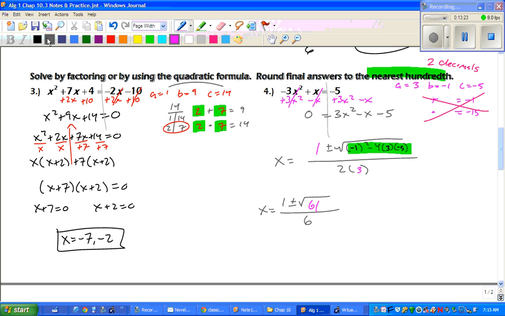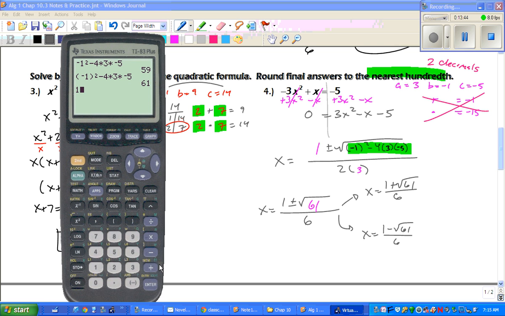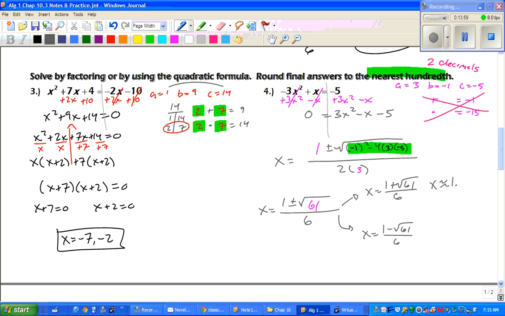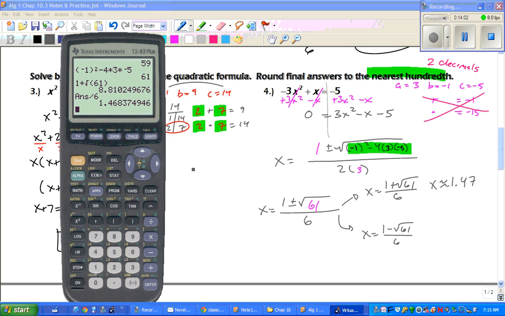All right? So now we're going to split this off into 2 problems where x equals 1 plus the square root of 61 over 6 and 1 minus the square root of 61 all divided by 6. Okay? So 1 plus the square root of 61 divided by 6, and we get 1.47. Okay, because we have to round because the 8 is telling us to go up.